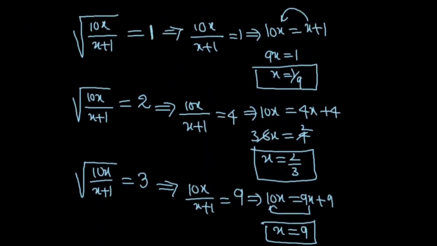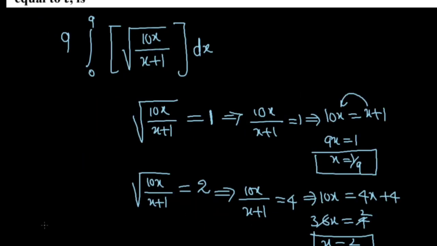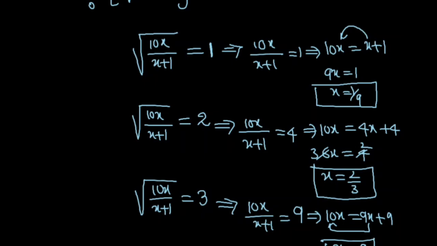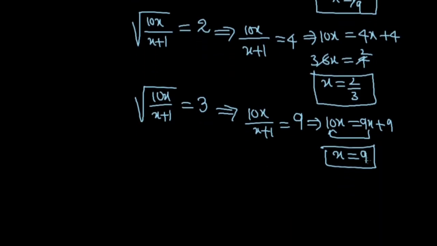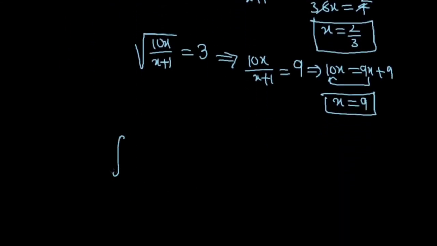Now we have to write the limits. Here the x limits are 0 to 9, given actually. The x limits are given 0 to 9. That means here 0 to 1 by 9 it is breaking, and 1 by 9 to 2 by 3 it's breaking, and 2 by 3 to 9 it is breaking. At 9 it is breaking. So initially we started with limits from where to where? 0 to 9. Step function of root over 10x by x plus 1 dx.